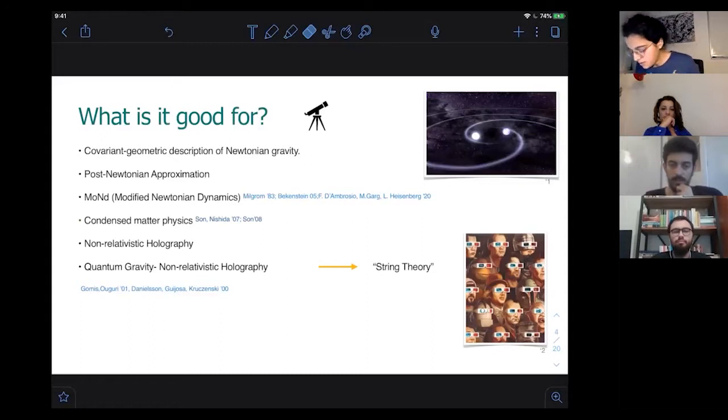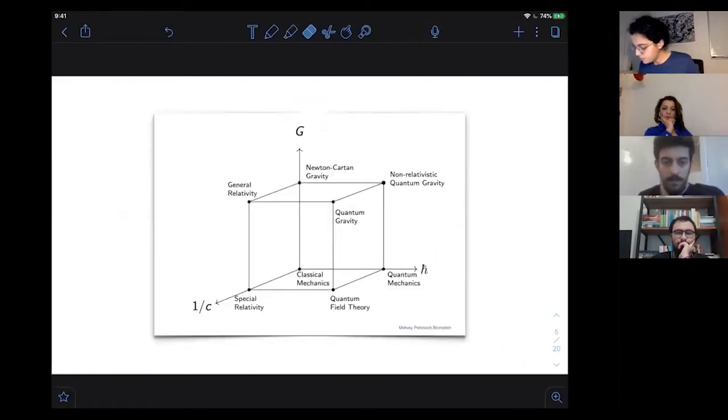Another approach, at least my motivation, or our main motivation, is quantum gravity, trying to get some intuition about quantum gravity approaching from non-relativistic theories. When I say quantum gravity, in my mind there is string theory, so I will just go in that direction. To motivate that point a bit, this is the Bronstein cube. It represents a space of physical theories parameterized by natural constants: the speed of light, the Planck constant, and the Newtonian constant.